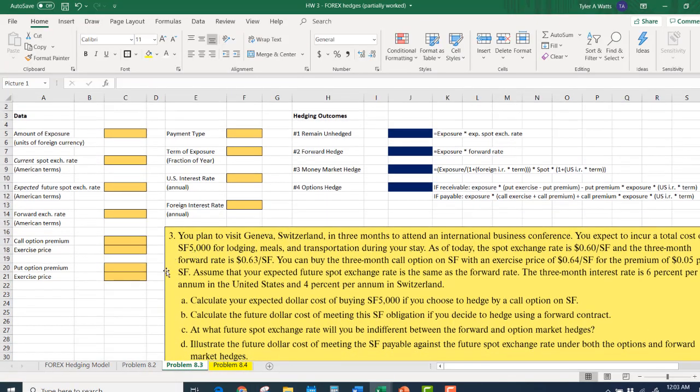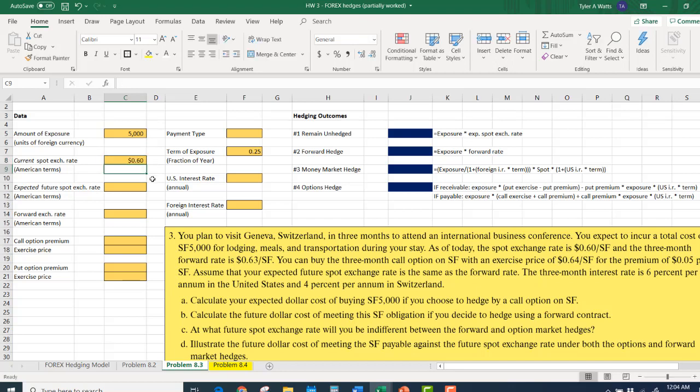This one says you plan to visit Geneva, Switzerland in 3 months. We know the term. That's going to be 0.25. Okay, to attend an international business conference. You expect to incur a total cost of 5,000 Swiss francs. So that's going to be our exposure. So let's enter that. For lodging, meals, transportation. As of today, the spot exchange rate is $6.6 per Swiss franc. So let's enter that there. The current spot exchange rate.